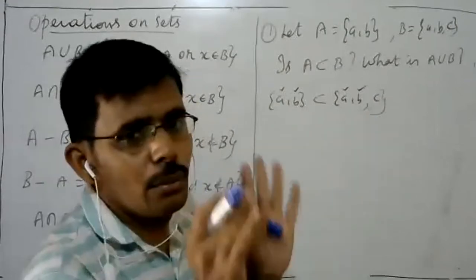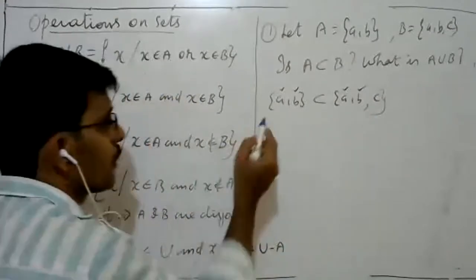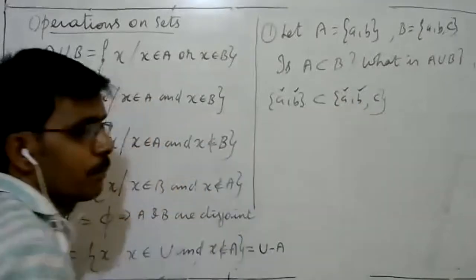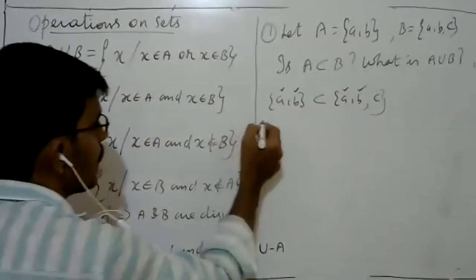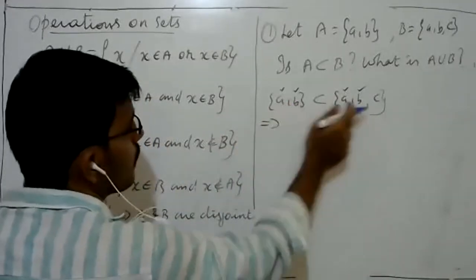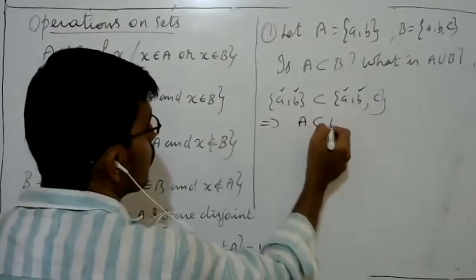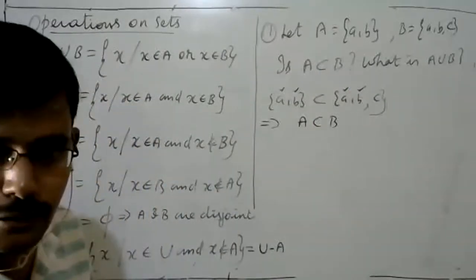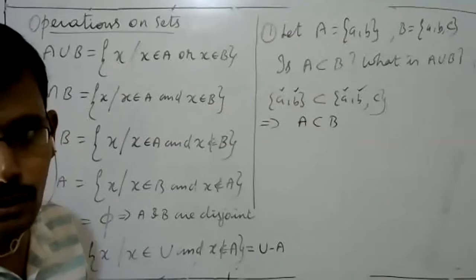Additionally, C is there, no problem. The definition is that every element of A is an element of B, which implies A is a subset of B. Is A a subset of B? Yes, it is true.